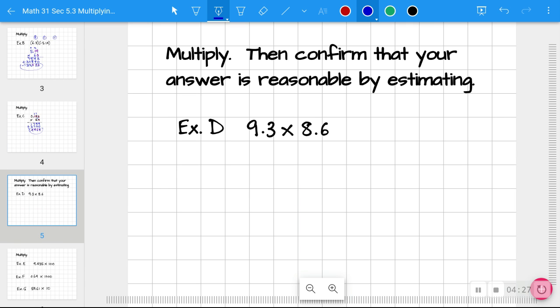Okay. This is the same type of problem, but we're going to confirm the reasonability of our answer. We're going to estimate. Okay, to start with here, 9.3 times 8.6. Let's get the exact answer here.